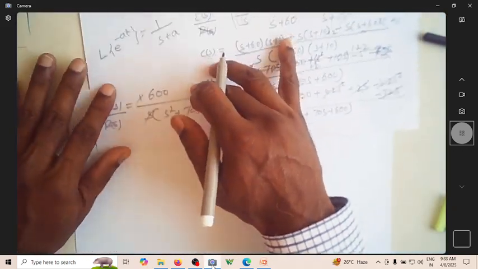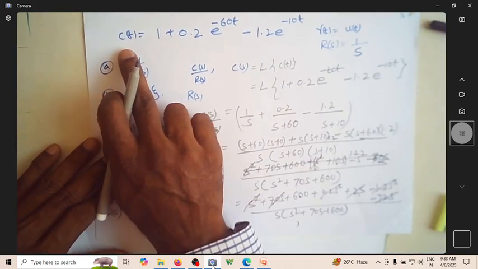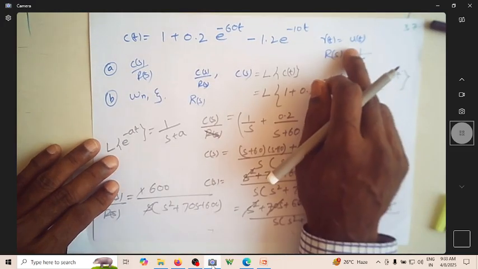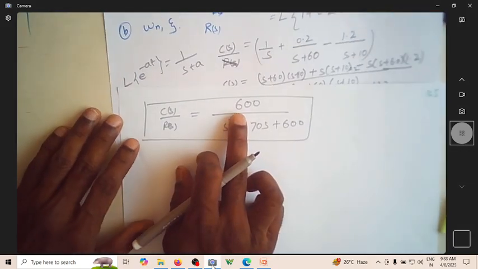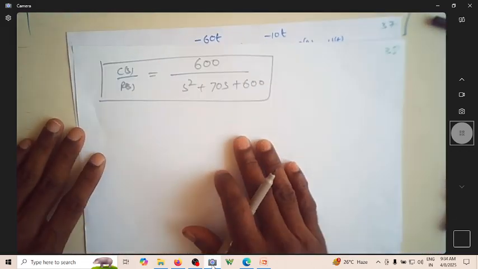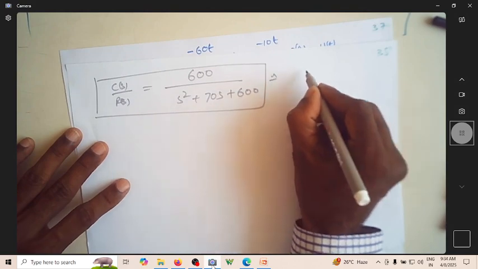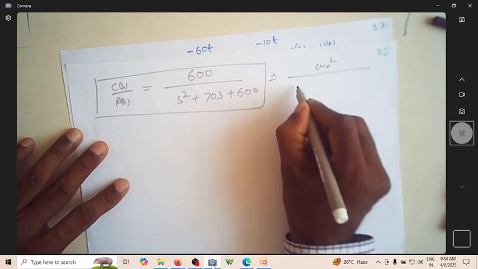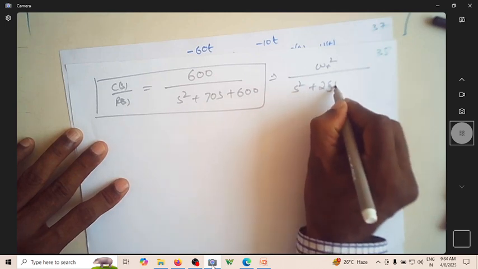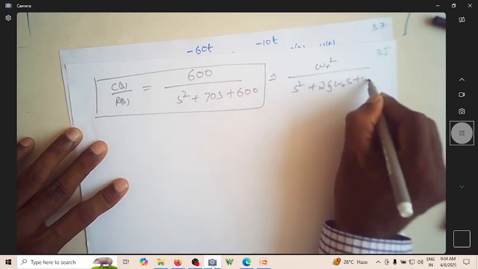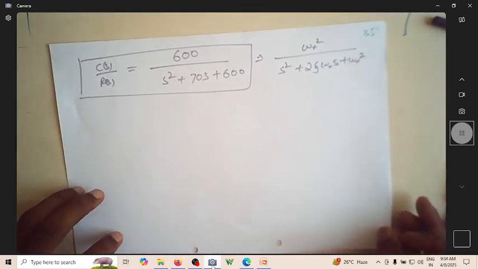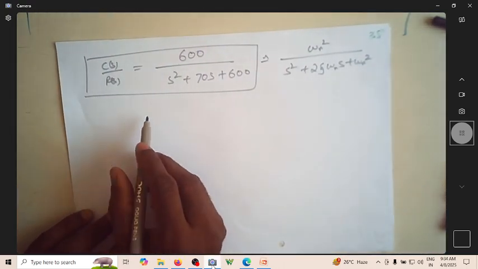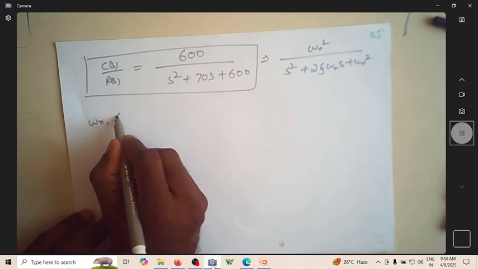So what was asked is, for a system having this as the time response for a unit step input, we are asked to find what is C(s) by R(s). That is coming out to be 600 by S square plus 70s plus 600. Now this is equated to omega n square by S square plus 2 zeta omega n s plus omega n square, which is nothing but the standard second order closed loop transfer function.